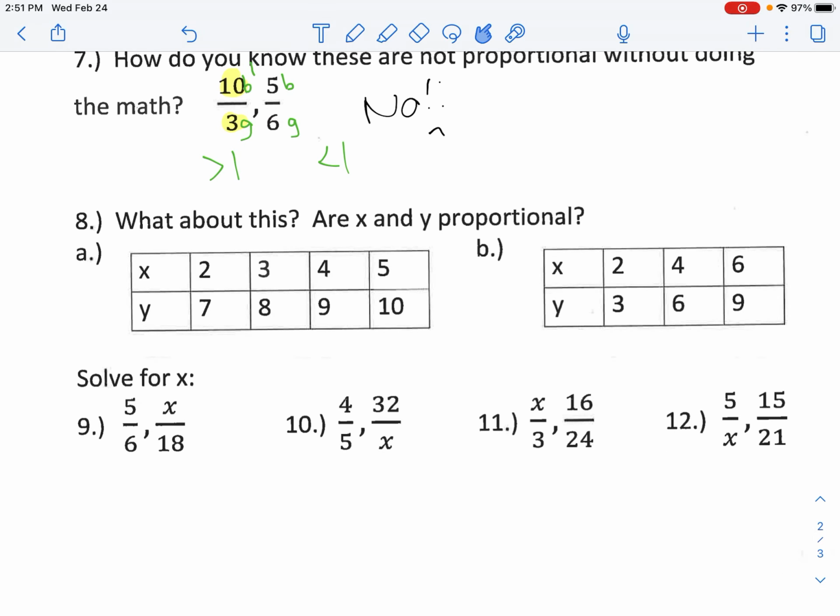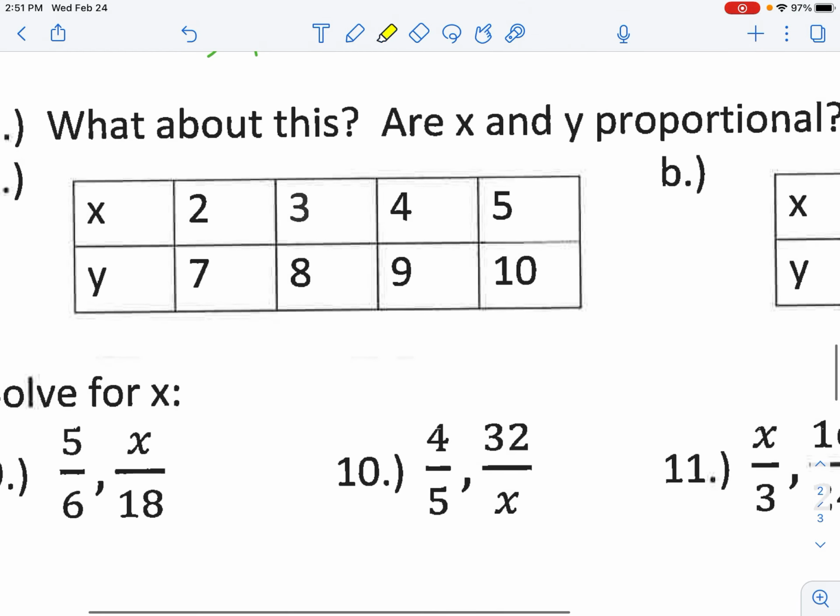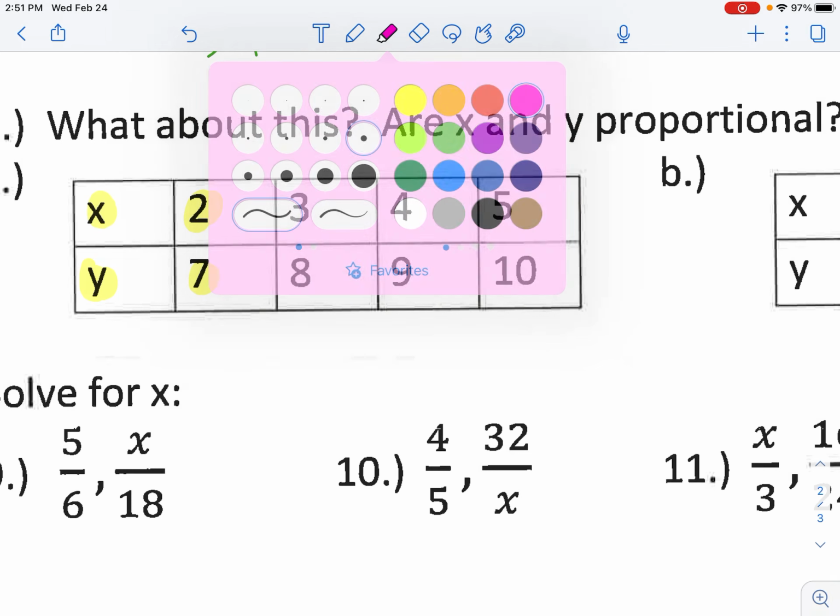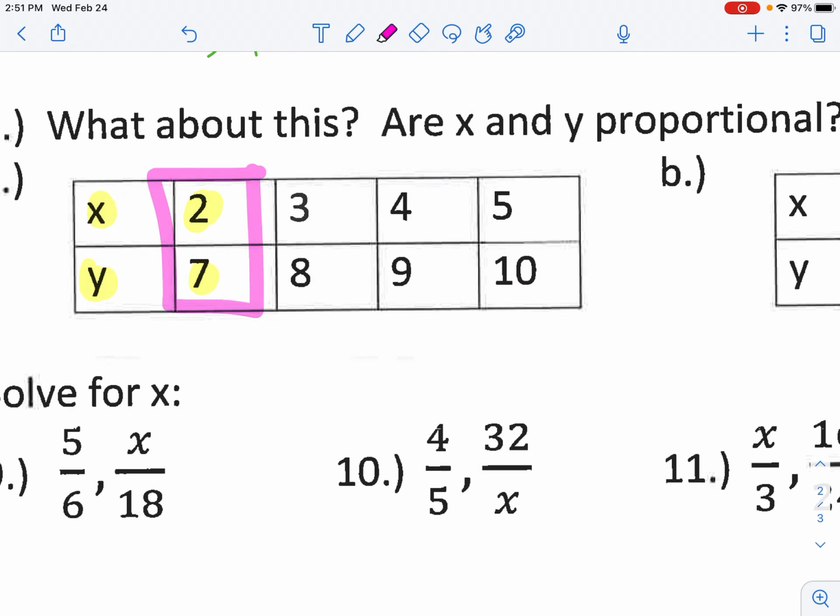What about this? Are x and y proportional? Okay, so here's my x, here's my y. The thing you want to focus on here, guys, is the very first ratio given in the table. This is called a ratio table. Now, if I reduce these to lowest terms, if I look at 3 to 8, well, 3 to 8 is already reduced to lowest terms. Is 2 to 7 equal to 3 to 8? No.